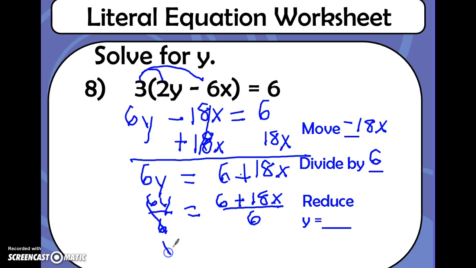And that leaves us with solving for y, which is each term on the top divided by the 6 on the bottom. So 6 on the top divided by 6 on the bottom leaves you with 1, plus 18x on the top divided by 6 leaves you 3x. Your solution is y equals 1 plus 3x.